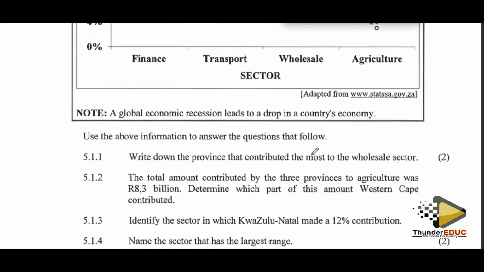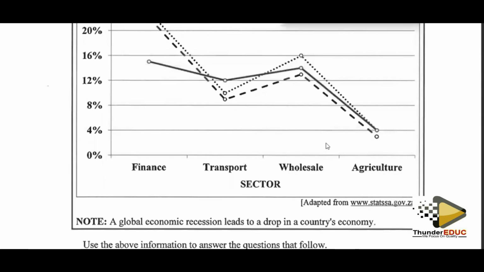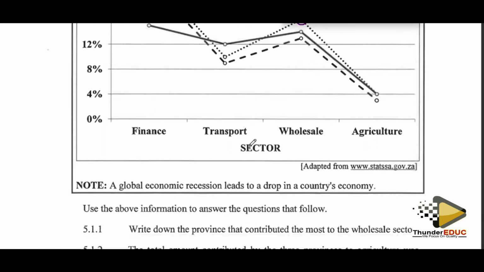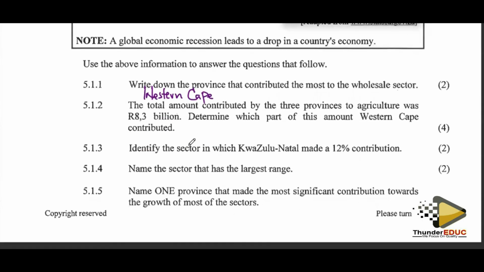Now, the province that contributed the most to the wholesale sector. Come here, this is the wholesale sector. So we shall look for the one which is on top here. And it can be 16%. So that one, we say it's what? Western Cape. Then the total amount contributed by the three provinces to agriculture was 8.3 billion. Determine which part of this amount Western Cape contributed.